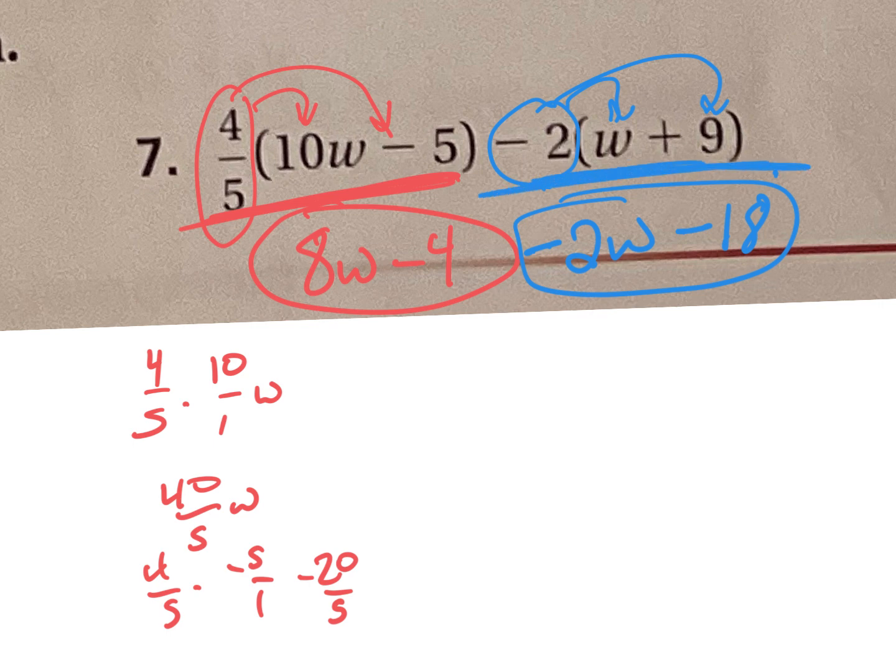Now, we're going to put them together. We have this as a term, that as a term, that is a term, that is a term. Let's put our w's together. I have 8w minus 2w. That gets me 6w. And then I have negative 4, and I'm putting that with a negative 18. That gets me a negative 22. Because you're always adding terms together. So a negative 4 plus a negative 18 is negative 22.